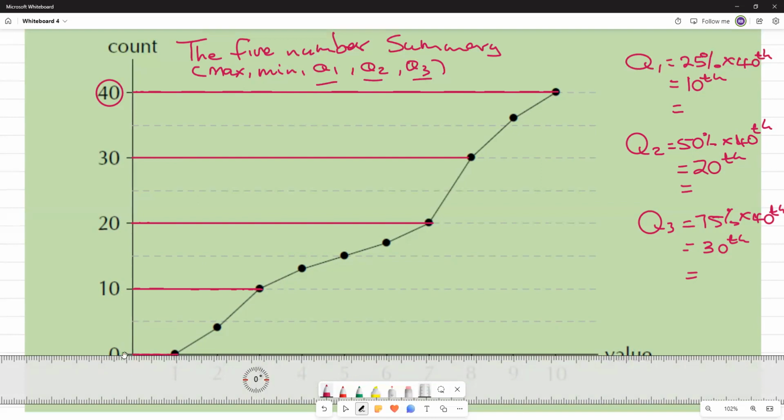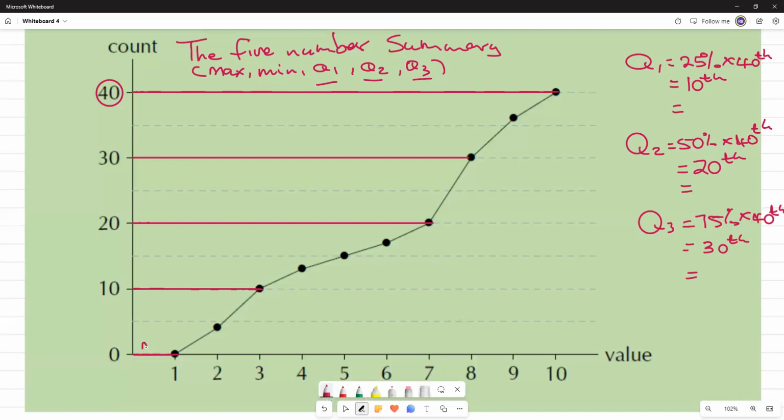Perfect. Now, the smallest one is the minimum. Let me just remove the ruler. This is the minimum. This is the Q1. That is the Q2. That is the Q3. That is the max, and that gives you the 5-number summary. But we're not done now. Now we can list our 5-number summary.